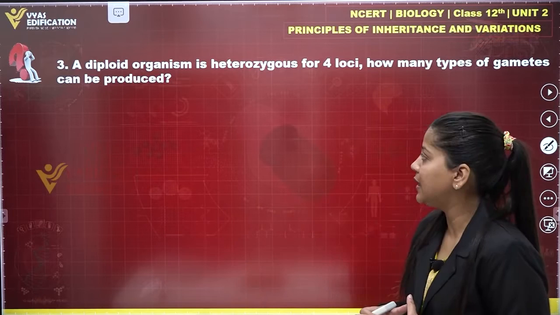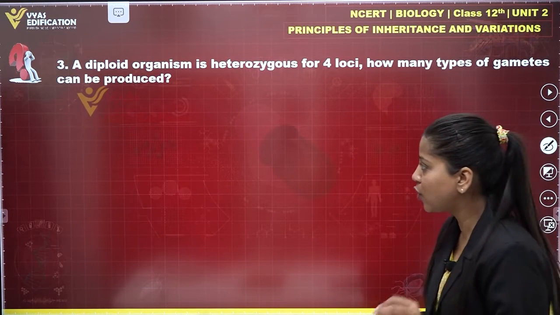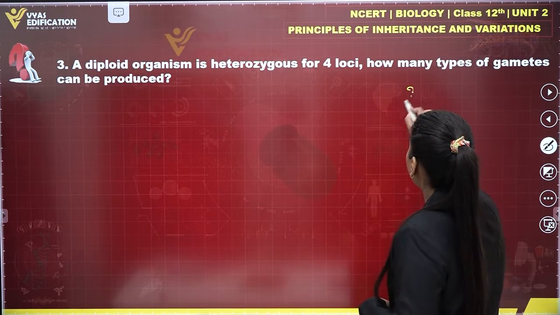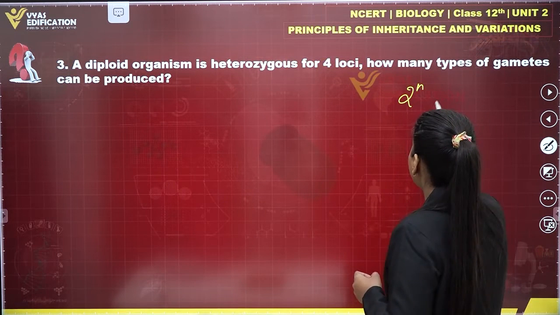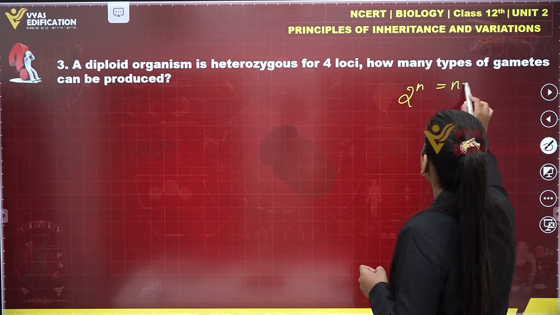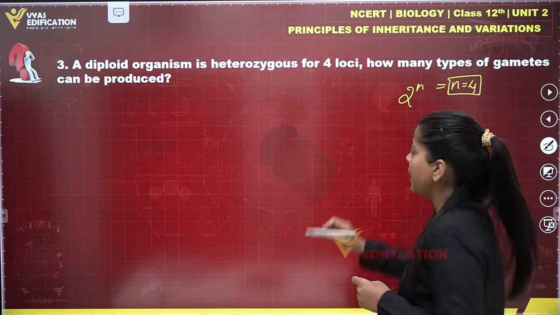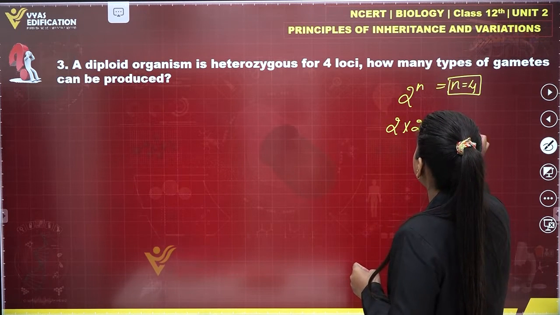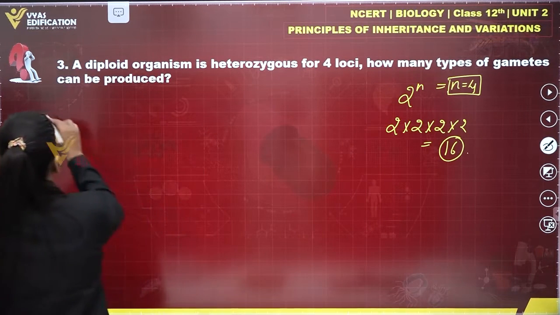So in the given condition, n will be 4. If we solve the question, 2 raised to the power n, where n is 4 in this question, the total number of gametes we will find is 16. So the total number of gametes will be 16.